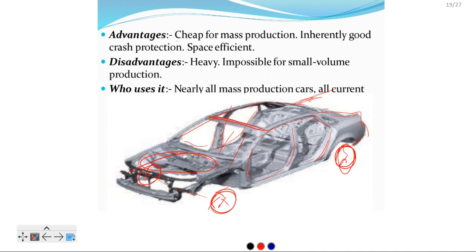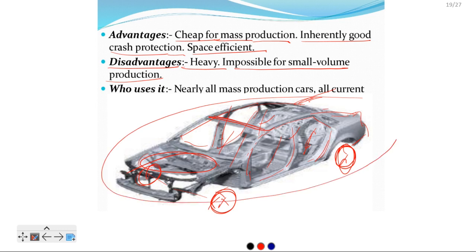The advantage is what? Cheap for mass production, good crash protection, sufficient space. There is no problem of space. Even sedan and hatchback cars are made by this frame. Disadvantage: heavy, impossible for small volume. See, why is it impossible for small volume? Let us understand. Because this particular thing is made by a process called hydroforming.